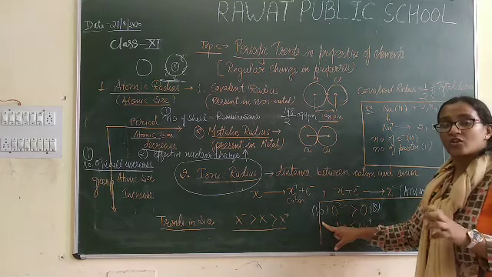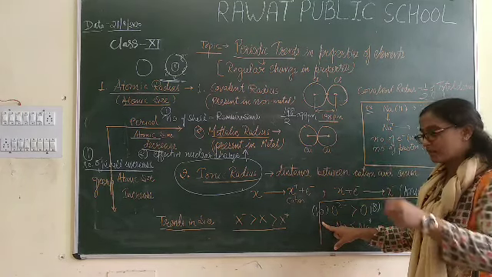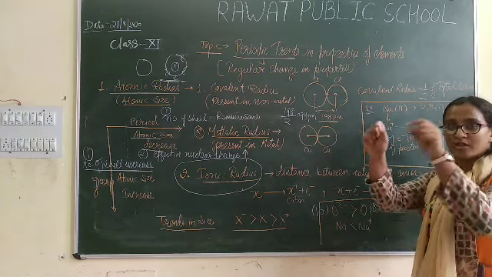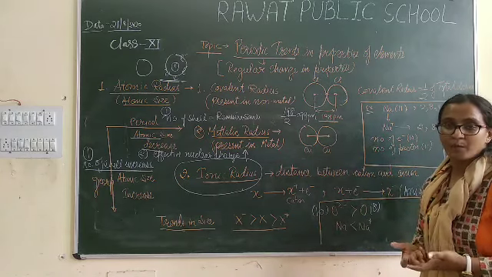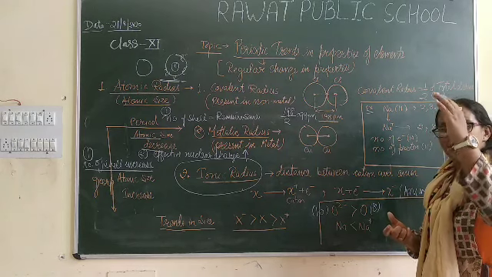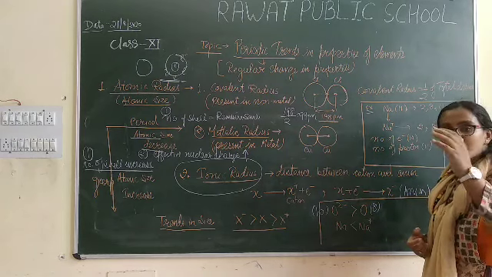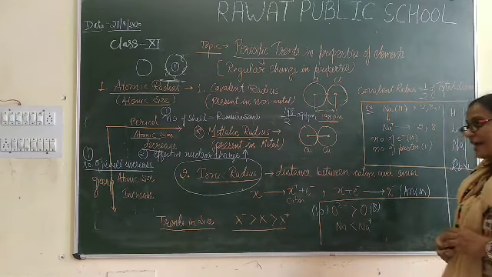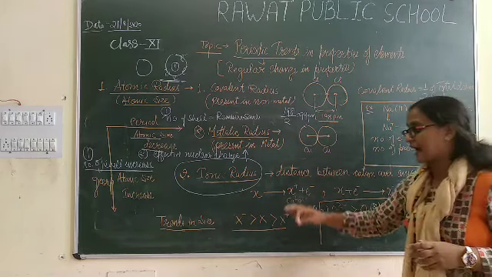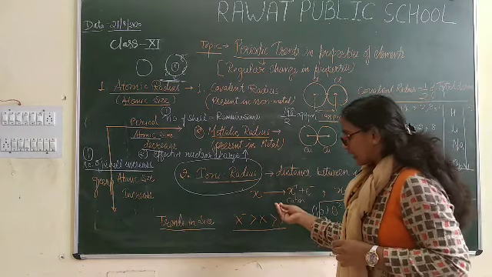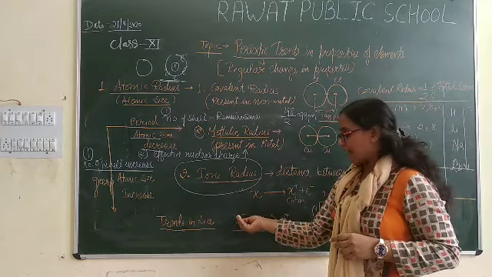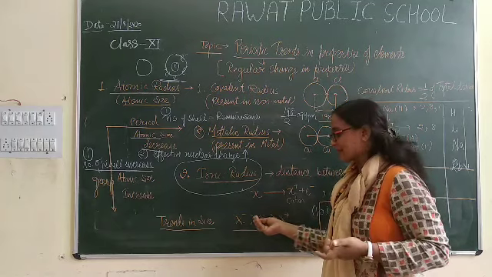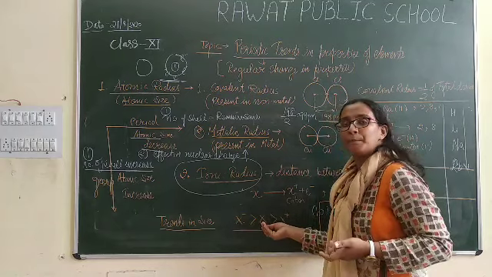But when 8 protons attract 10 electrons, the attraction decreases and the size is increasing. So what happens in the case of anions? An anion always has a bigger size than its parent.